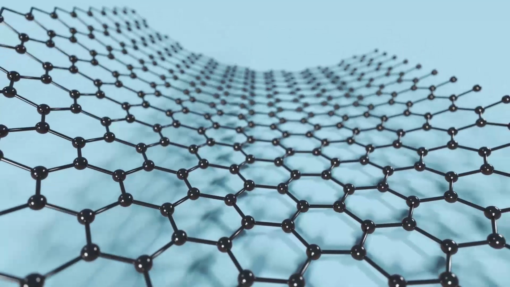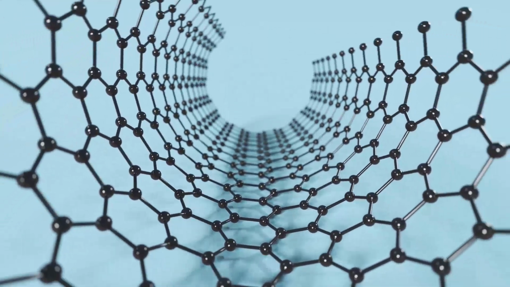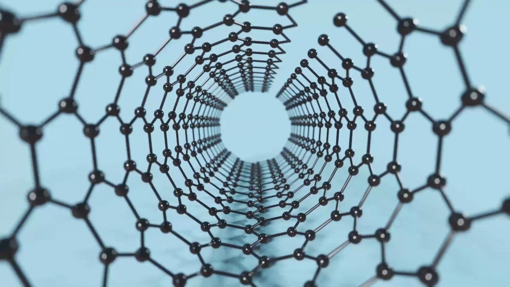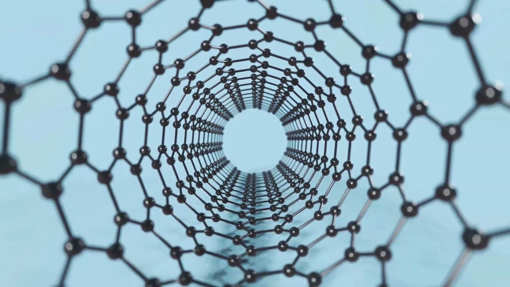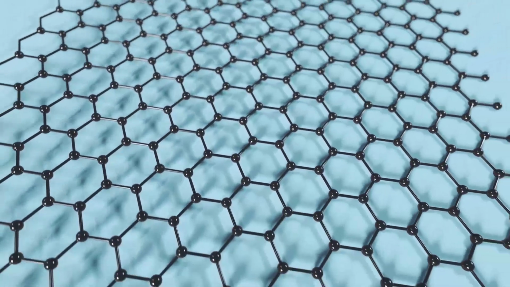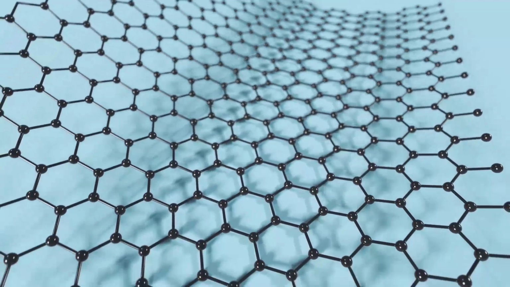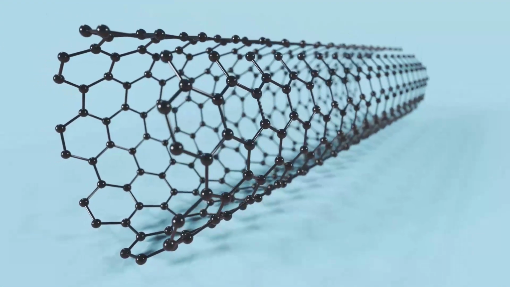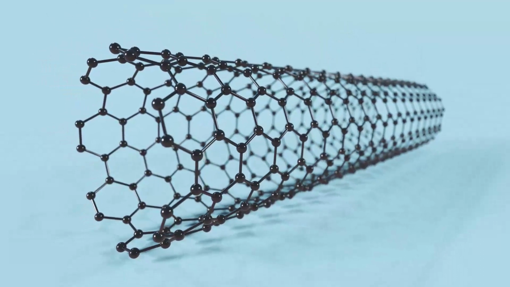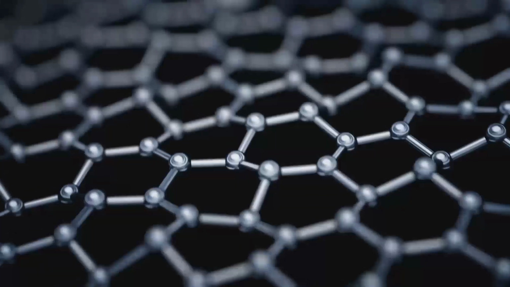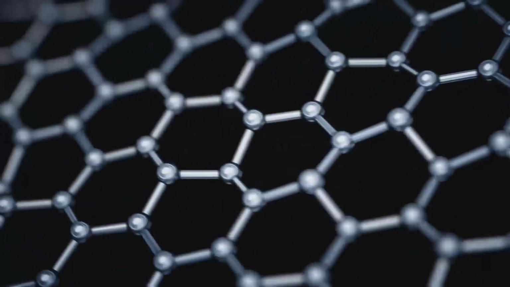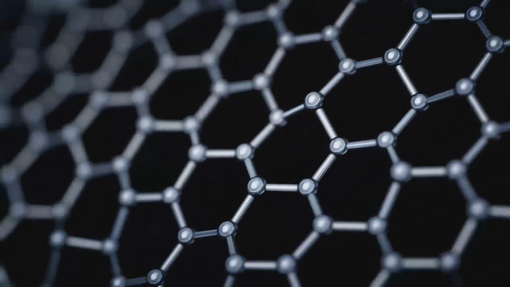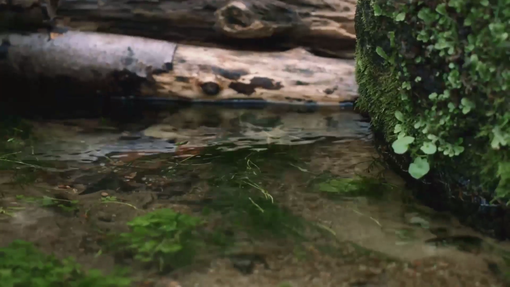In the realm of nanotechnology, we find another promising innovation: graphene-based filters. Graphene, a single layer of carbon atoms arranged in a two-dimensional honeycomb lattice, has unique properties that make it ideal for water purification. These filters can effectively remove even the tiniest contaminants, including salts and heavy metals, offering a potential solution for desalination and other challenging purification tasks.